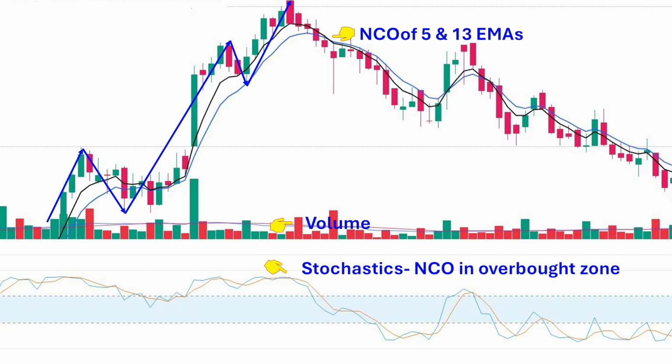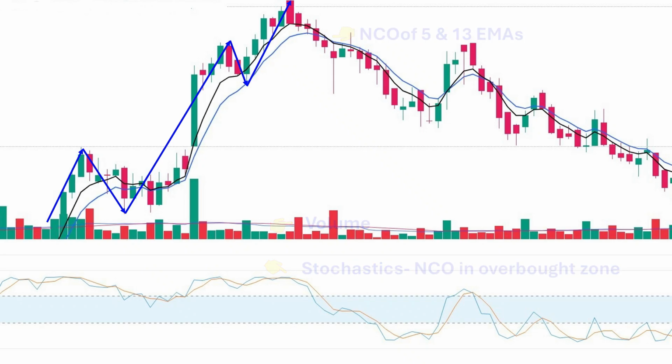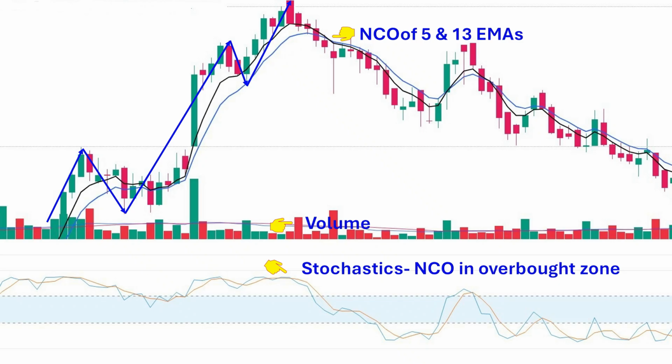Finally, check the stochastic oscillator. Here, stochastic forms a negative crossover in the overbought zone where the %K line crosses below the %D line above the 80 level. This tells us that the market has been overbought, and a correction or reversal is likely to follow soon. Now let's talk about trade execution.